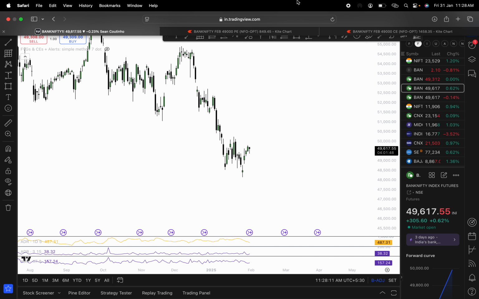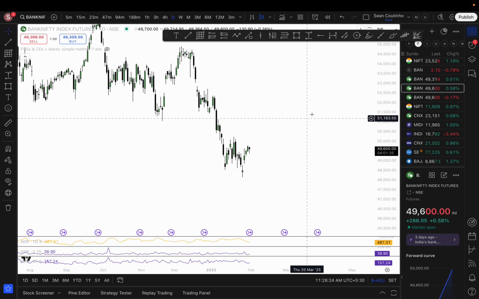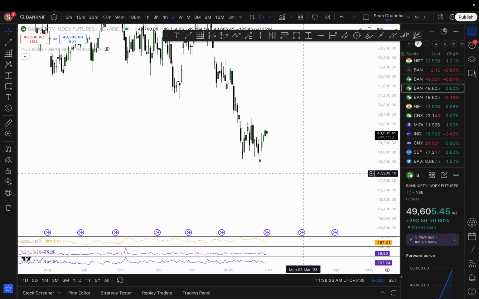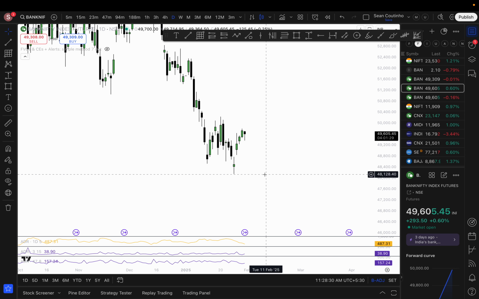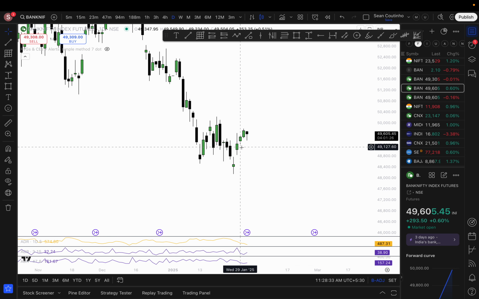Why? Because the budget starts at 11 o'clock. That's obvious, right? So the moves come after that. I don't think anyone should trade the budget itself, and they should only trade after the budget is done. Before that is just gambling, man. And also the VIX will be very high. The moment the budget is done, the VIX will crash, okay, and so your options might degrade, and also the stop loss will be very, very huge.